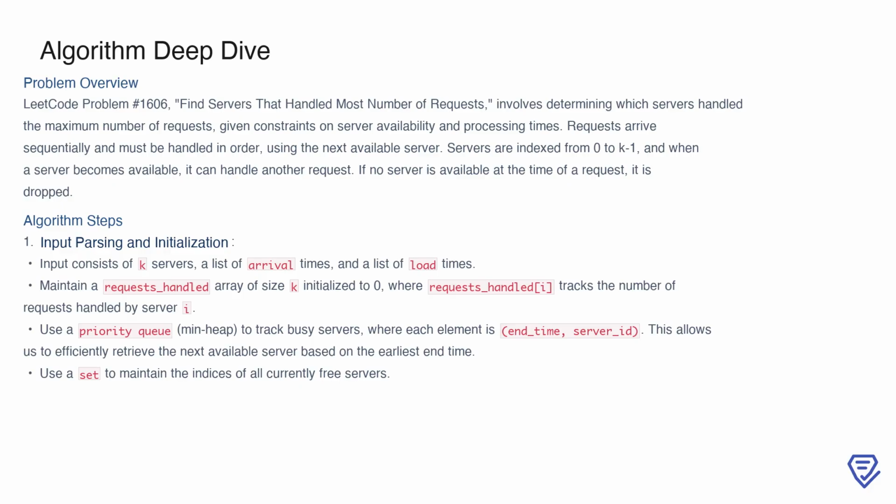First, we parse the input: the number of servers K, the arrival times of requests, and their corresponding load times. We create an array requests_handled of size K to track the number of requests each server processes, starting with all zeros. To efficiently manage server availability, we use a priority queue, or min heap, to track busy servers. Each heap entry contains the end_time of a server's current task and its server_ID, allowing us to quickly identify servers that finish first. Additionally, a set of free server indices enables efficient allocation when assigning requests. This setup ensures we can manage server states dynamically as requests arrive sequentially.